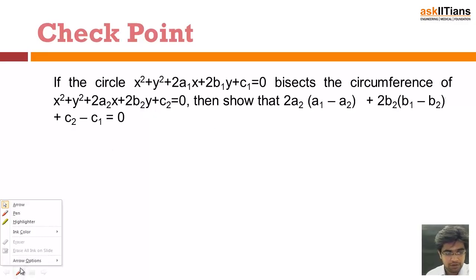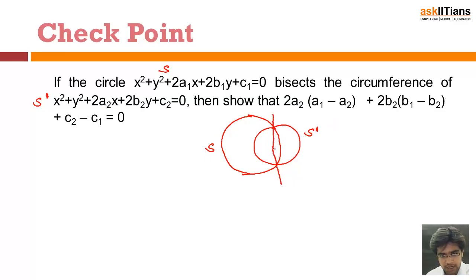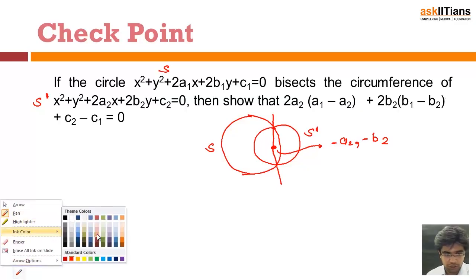That means if this is S and this is S dash, the circumference of S dash is bisected by S. That means the common chord will pass through the center of S dash. That means the common chord will pass through the point minus a2 comma minus b2. So this is the information that we can get from the question and from the diagram.